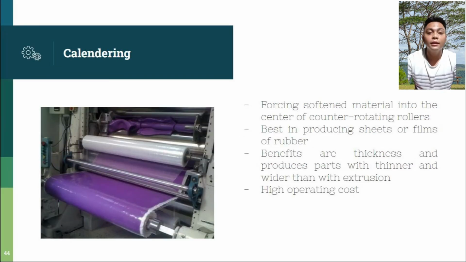The next is calendaring. It is one of the most common manufacturing processes. It works by forcing softened material into the center of counter-rotating rollers. It is best in producing sheets and films of rubber. It has very good benefits, especially in terms of thickness, and it is adaptive in such a way that it can produce thinner and wider parts than with extrusion. But the only thing here is it has a high operating cost.